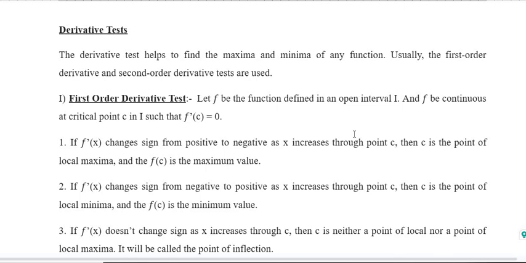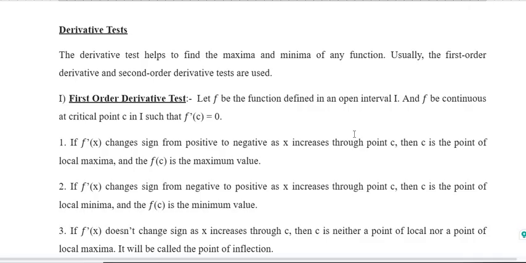Hello, today we'll discuss the derivative test. The derivative test helps to find the maxima and minima of any function. There are two types of test. One is known as the first order derivative test and the second one is known as the second order derivative test. So let's start with this. First we'll discuss the first order derivative.